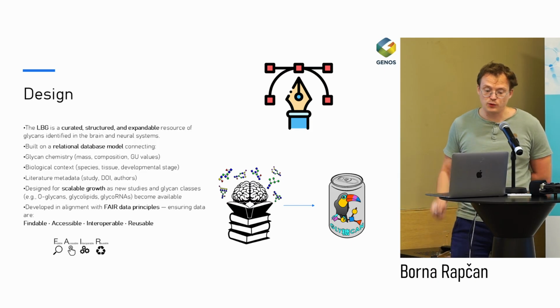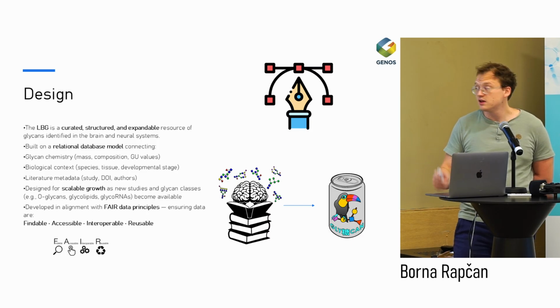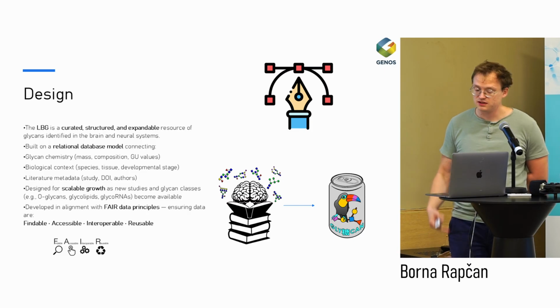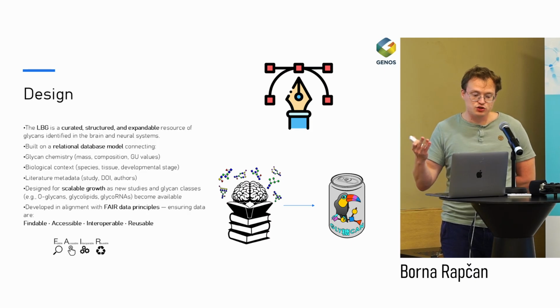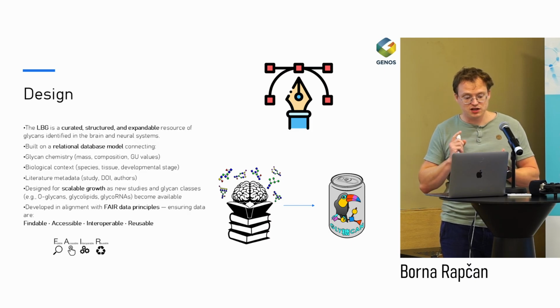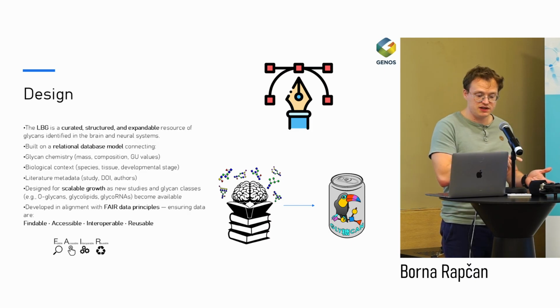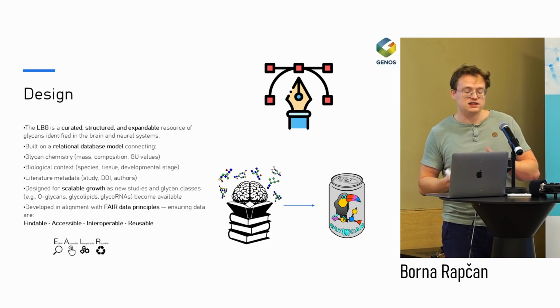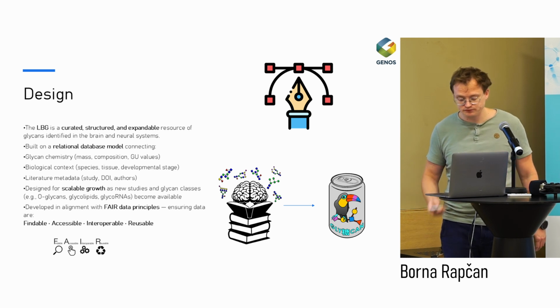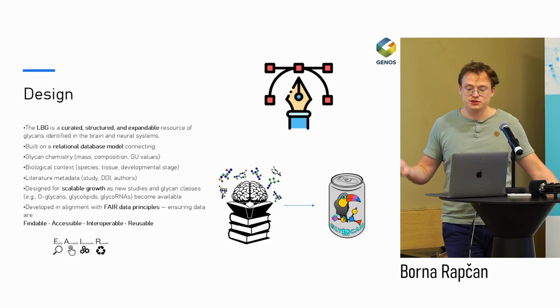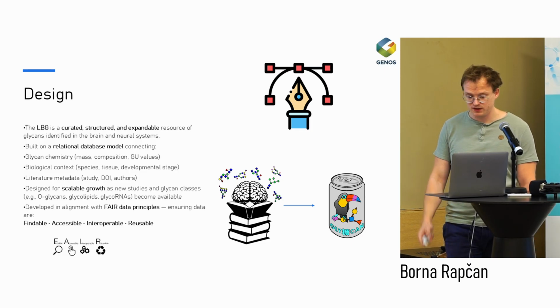One last thing that is very important to mention is that it was developed with FAIR data principles in mind. The FAIR data principles tell us how the data should be described in a database. It should be easily findable and accessible. It should be interoperable, so any other database that could potentially use that data can access it in a fair way, and it should be reusable, which we try to achieve with our database.